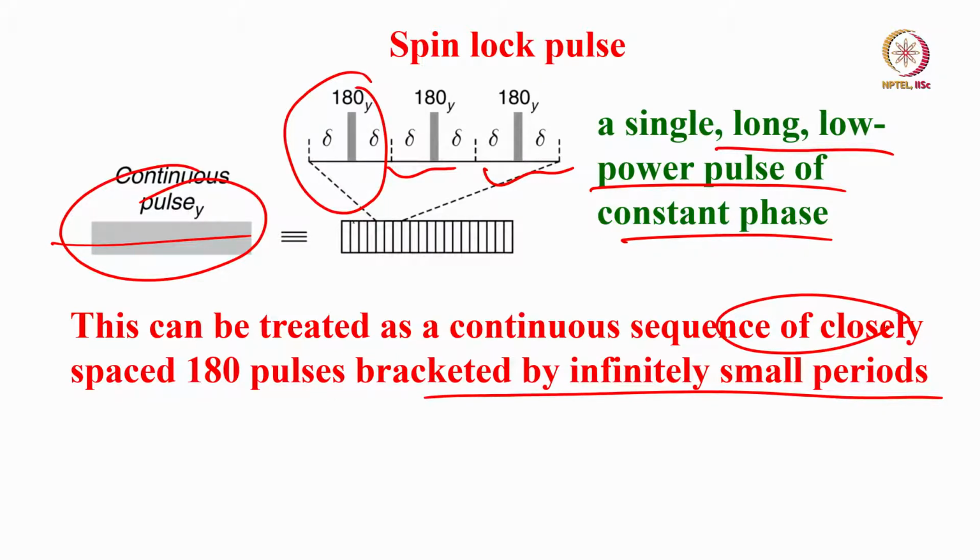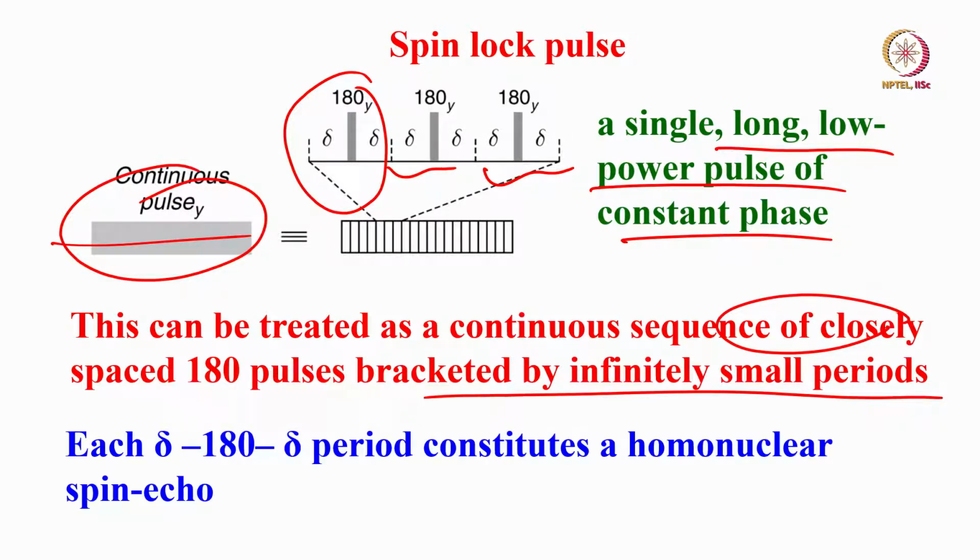So, 180 pulse, small period, 180 pulse, small period, like that. You can treat it as if there are an infinite number of spin echoes in the entire continuous pulse. So each delta tau period constitutes a homonuclear spin echo. You can treat it like that. It is not exactly like that; there are no gaps, there are no delays. But it can be treated so, and if you take infinite like that, it appears as if it is continuous.